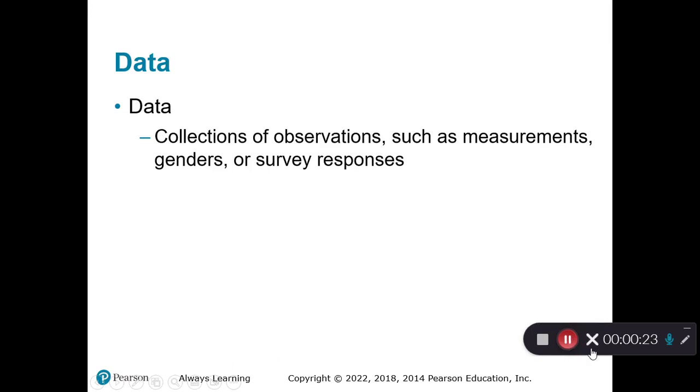So let's talk about what data is. Data refers to collections of observations such as measurements, genders, survey responses, just as some examples. But in my opinion, we can summarize what data is by saying that data represents information. Now, information comes in all shapes and sizes. So data is information that can be structured in a certain way.